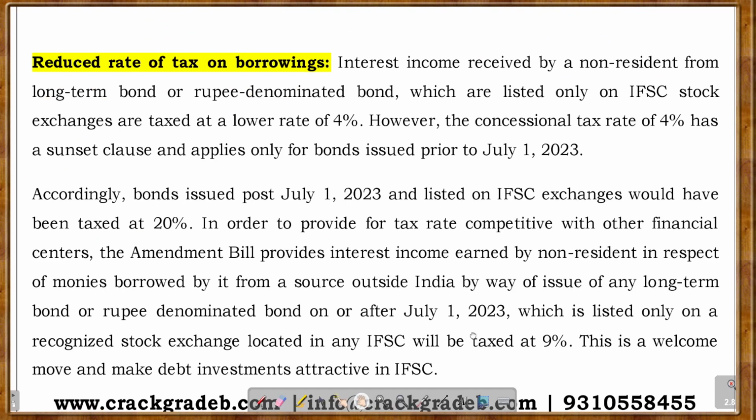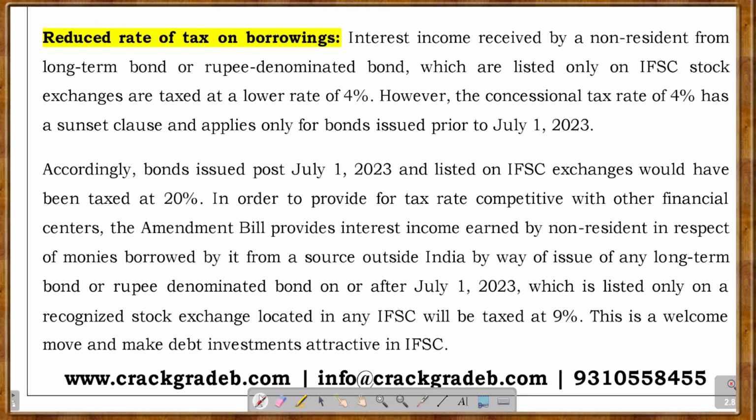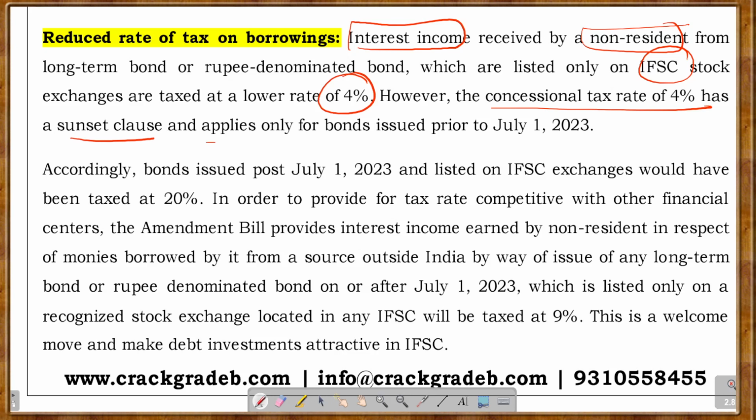Next is the reduced tax on borrowings. So interest income which is received by a non-resident, right, for an entity which is listed on the IFSC stock exchange, is taxed at a lower rate of 4%. However, the concessional tax rate of 4% has a sunset clause. That means it applies only for the bonds which are issued prior to July 1st, 2023.